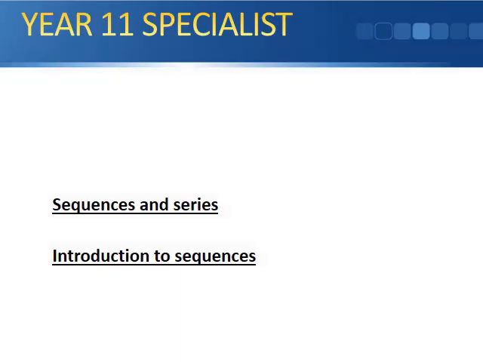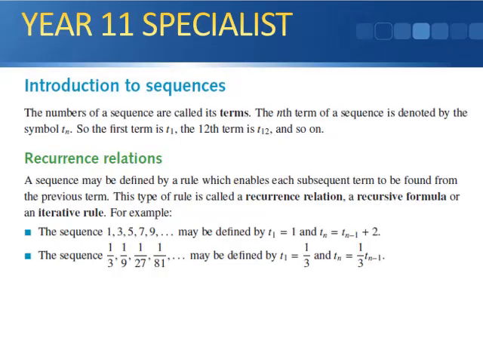Introduction to sequences. Each number is called a term. So this one is term number 1, term number 2, term number 3, term number 4, and then this one's term number 1, term number 2, term number 3, and so on.